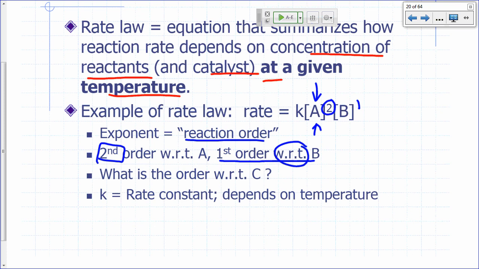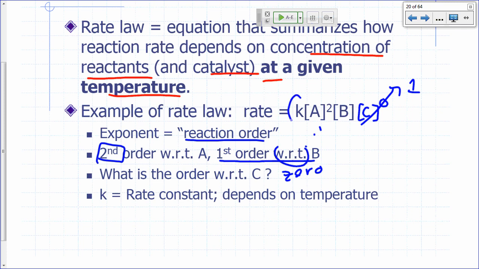Do you see any C there? None, right? So if C was a reactant here, then you'd say, okay, times concentration of C. In order for that C to disappear, I have to raise it to the power 0. C to the power 0 is 1, right? So we say it's 0 order with respect to C.